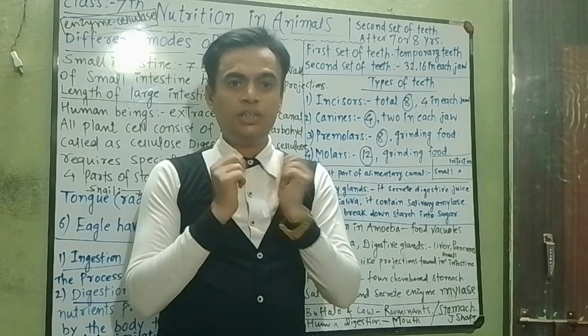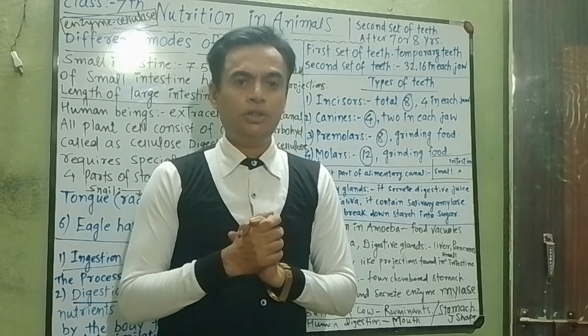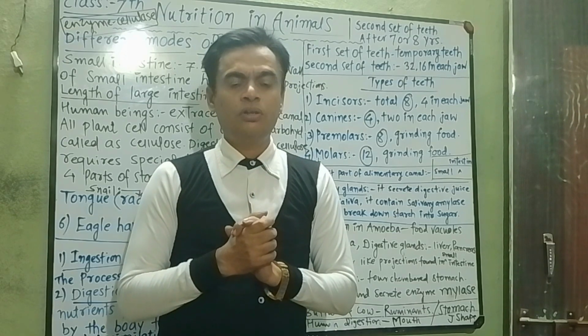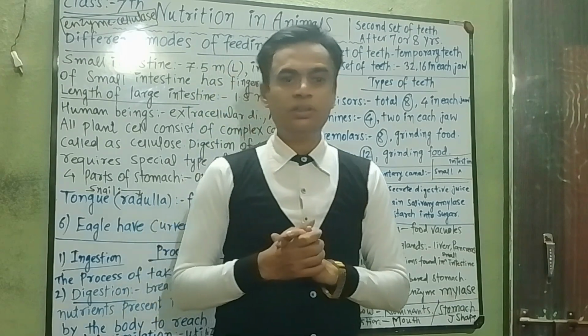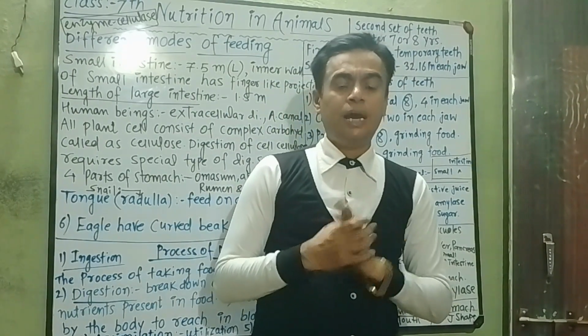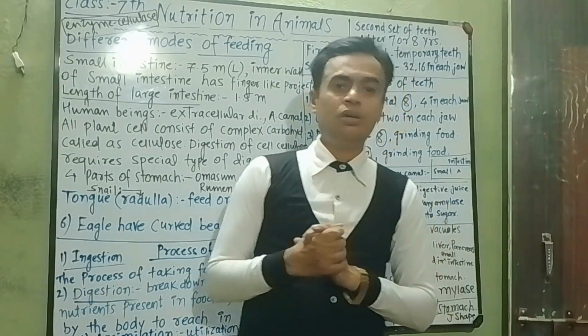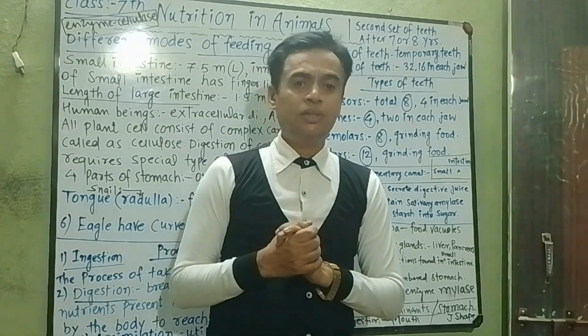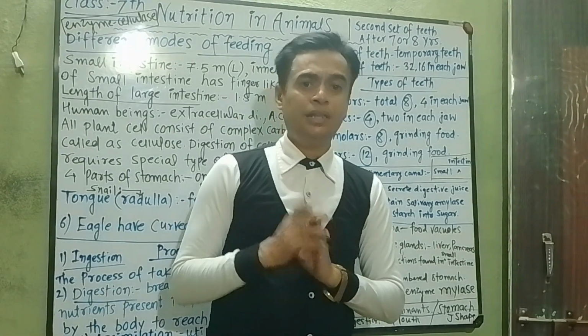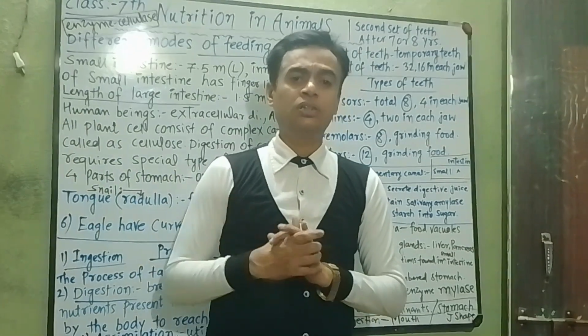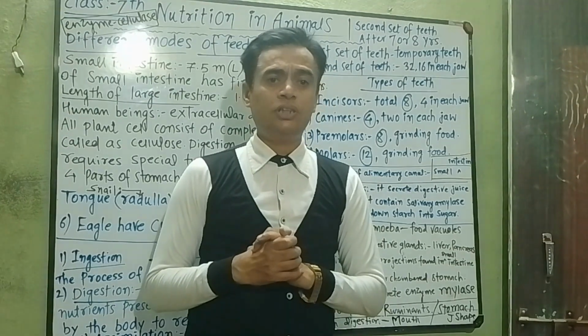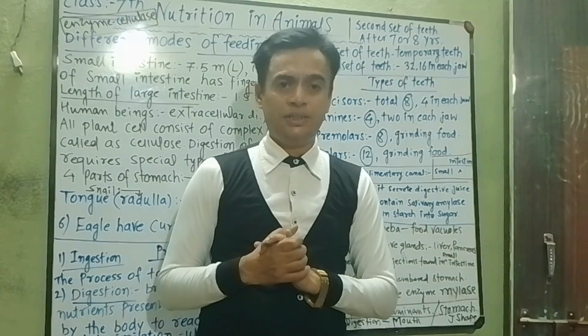Now inside the human being there are 5 steps of digestion. One is called ingestion, another is called absorption, another is called digestion, another is called assimilation, and the last one is called egestion. Egestion is a process by which undigested food is expelled through the anus.